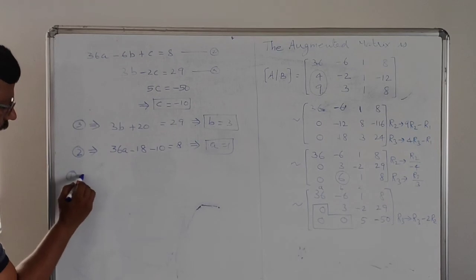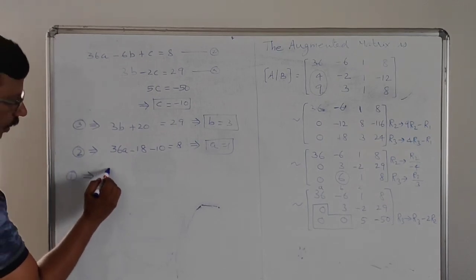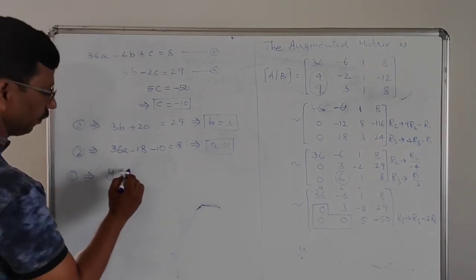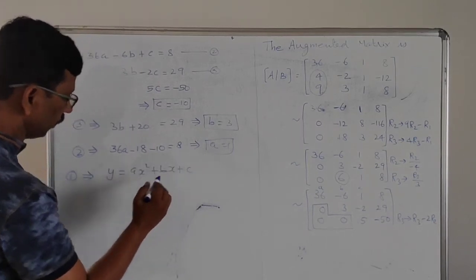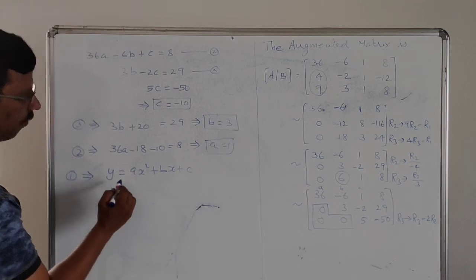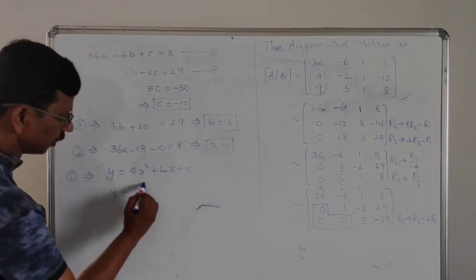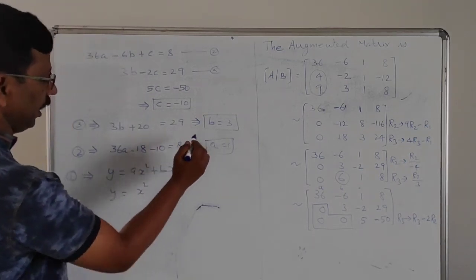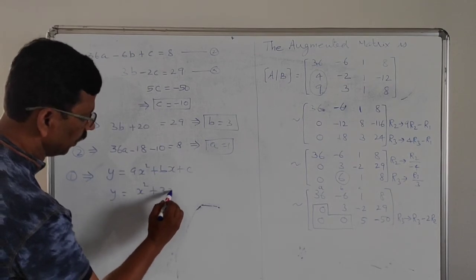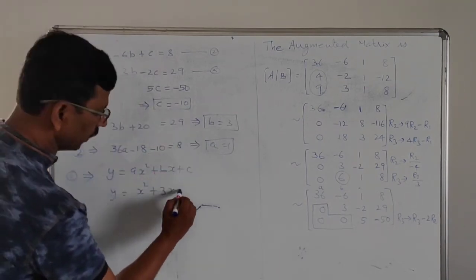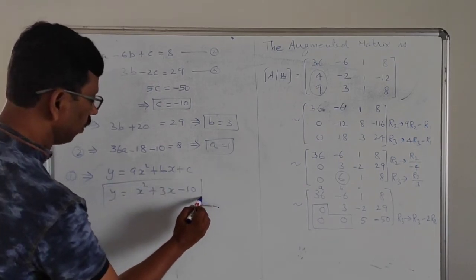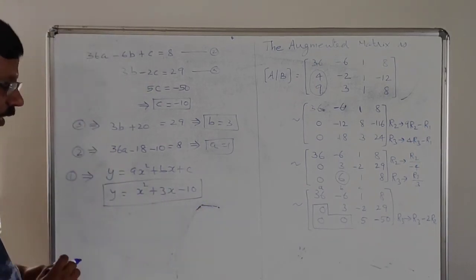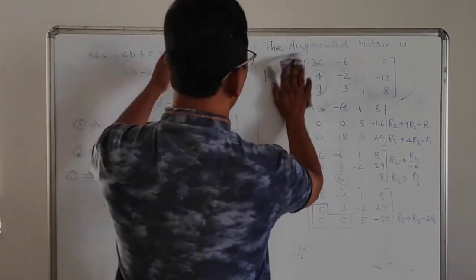Equation number 1 gives y is equal to ax square plus bx plus c. Now y is equal to, a value is 1, you can write x square plus bx, b equal to 3, you can write 3x, then plus c value minus 10. We got this one. Therefore this is the equation of his path where he is walking.